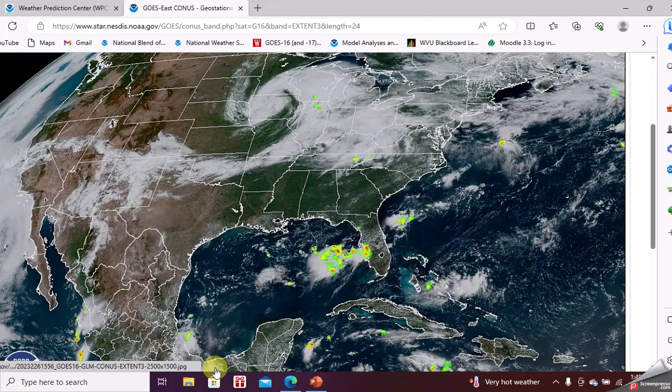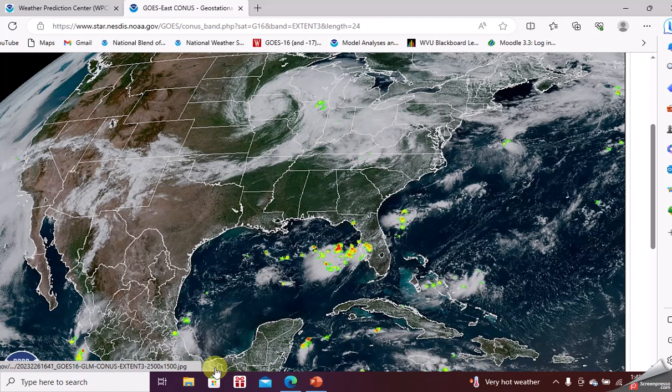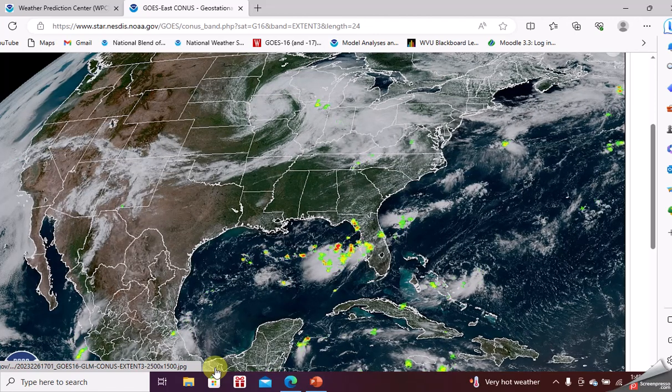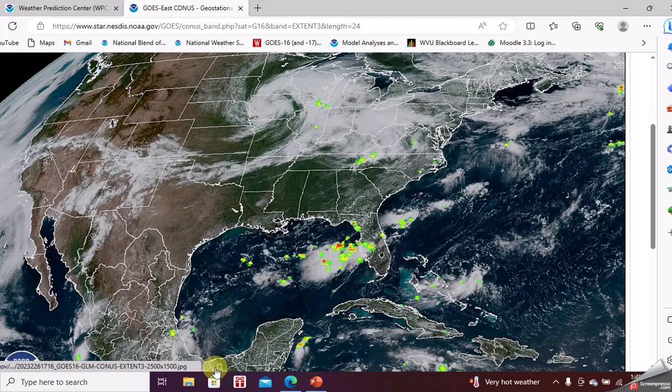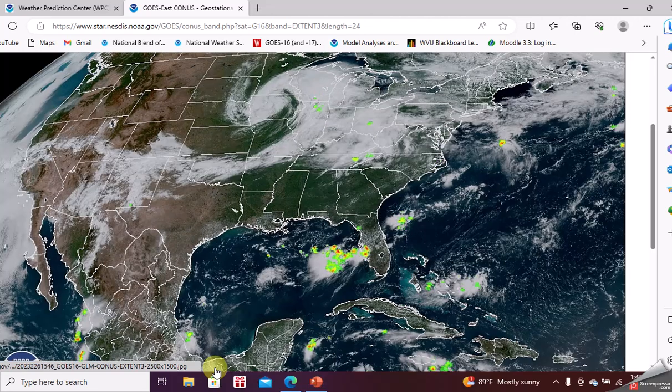Well, first, welcome to Introduction to Meteorology here. I thought I would just start out giving you a quick look at the weather today. What we have here is a satellite image, and on top of that is overlaid lightning flashes.